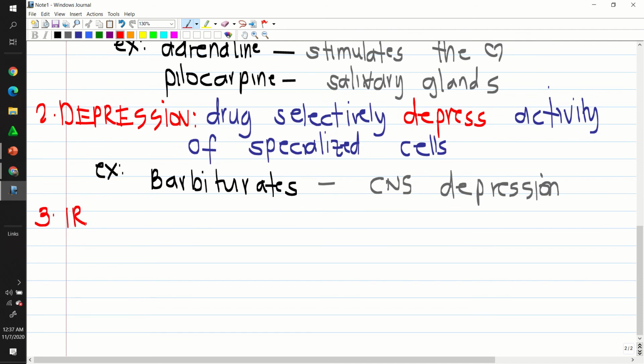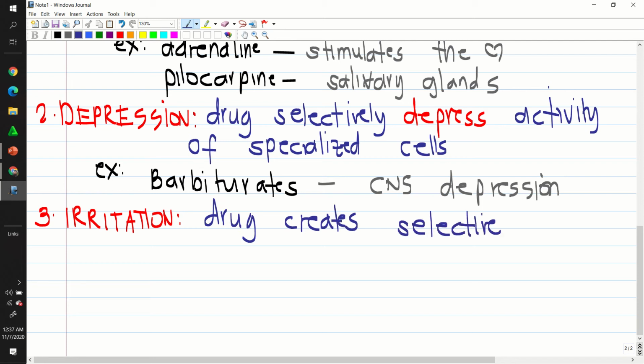How about, sir, your irritation? If we say irritation, the drug creates a selective noxious, undesirable effect on specialized cells. A good example of irritation is your astringent.